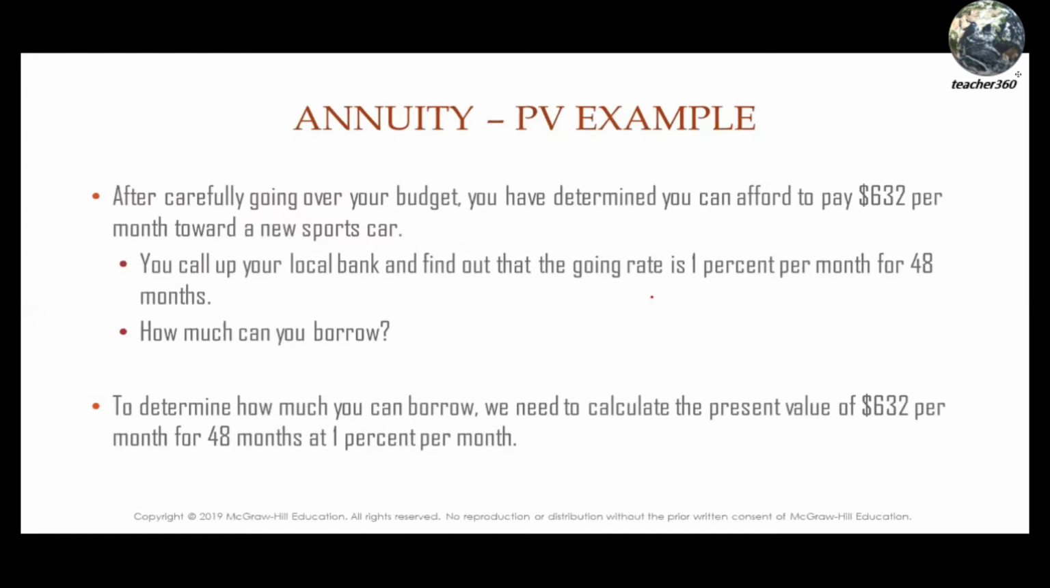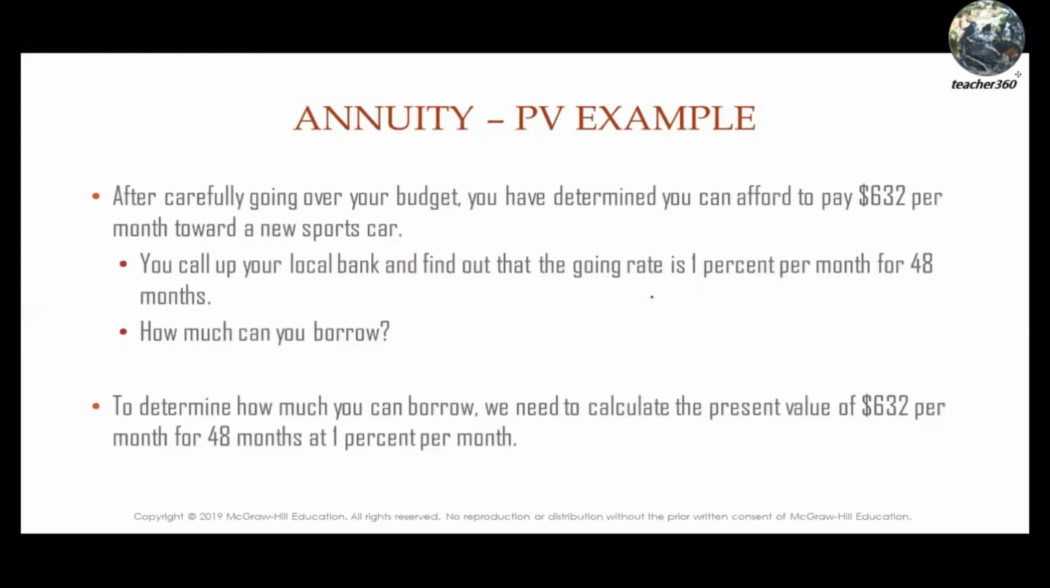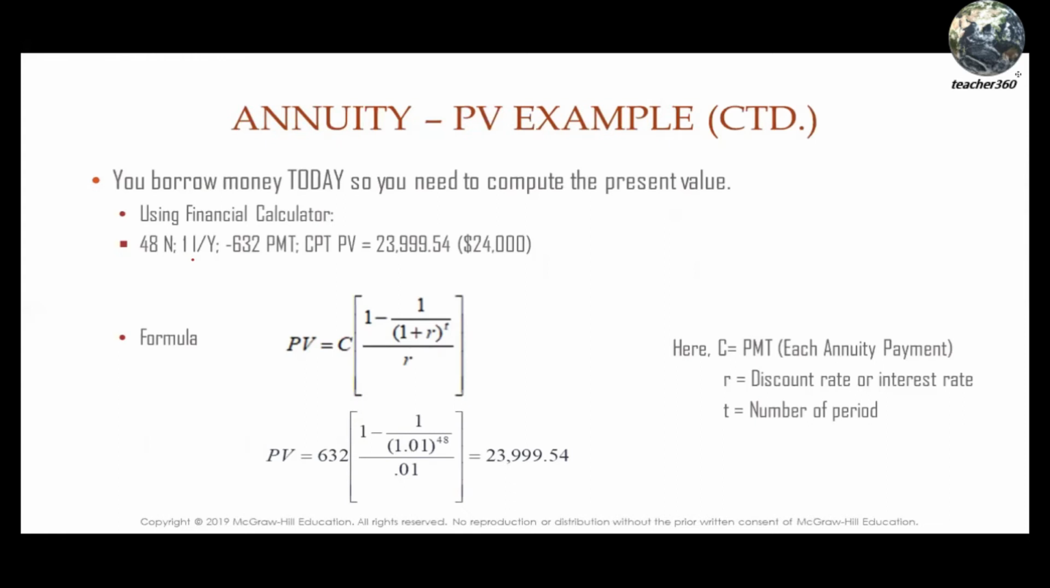To determine how much you can borrow, we need to calculate the present value of $632 per month for 48 months at 1% per month. Since you borrow money today, you need to compute the present value. Using a financial calculator, your N is 48, your interest is 1%, and your annuity payment is $632. Then press CPT present value, and you will get approximately $25,000 as your present value.